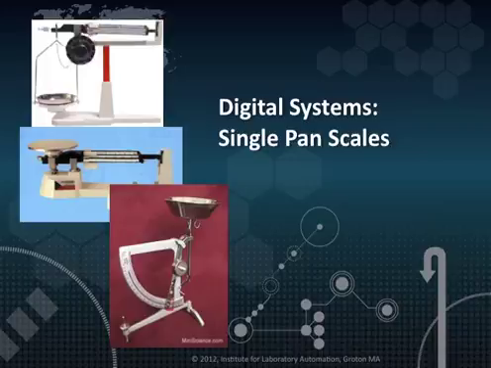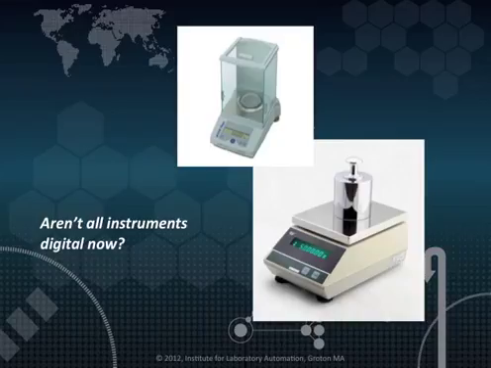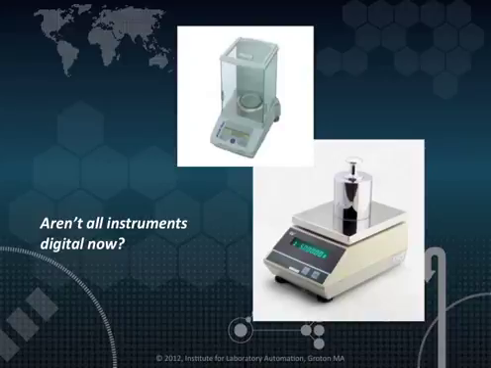The same logic applies to the typical bathroom scale, which in effect is a single pan balance. The old mechanical balances with rotating scales have been replaced by electronic balances that give you your weight in numerical form. The balances in the previous slides have been replaced by the electronic versions, which have differing capacities and precision.